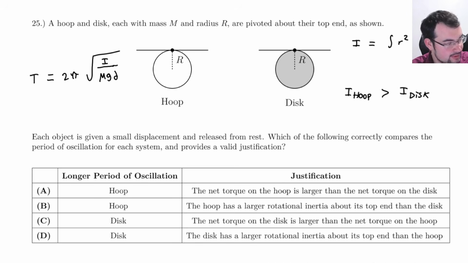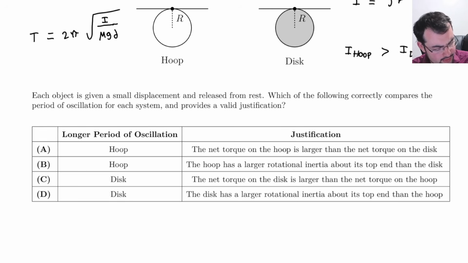And since that happens, we know that the object with the larger rotational inertia must have the larger period because all other factors are equal. So it's the hoop for reasoning B. Because A is actually false, because the torque, mgd, is the same on both objects.